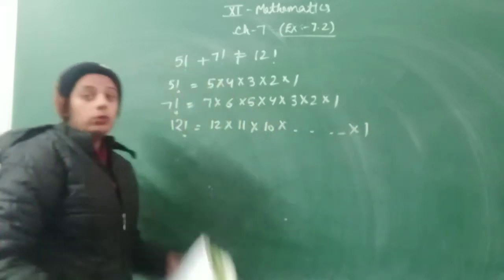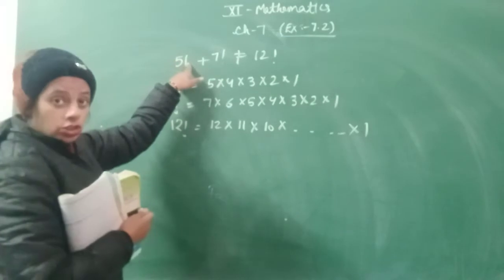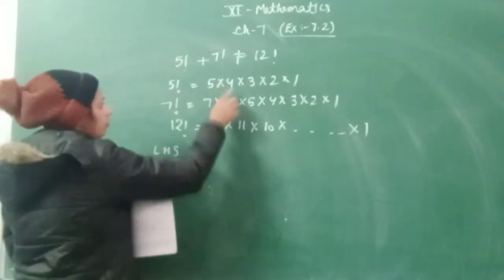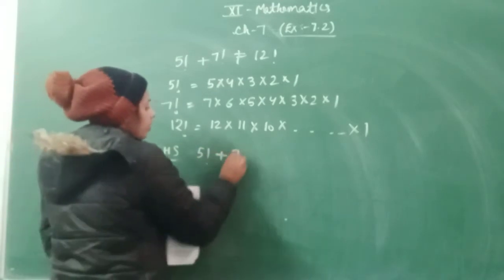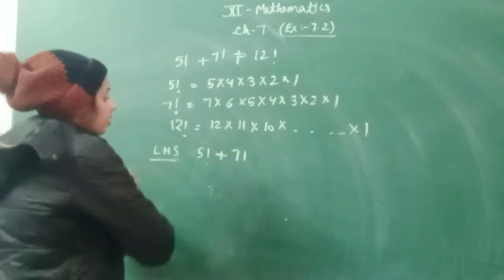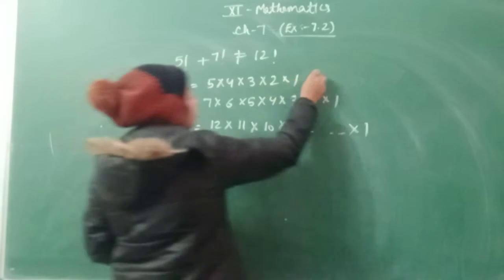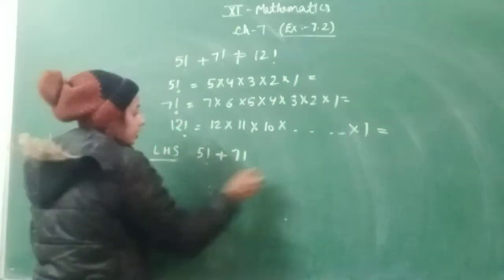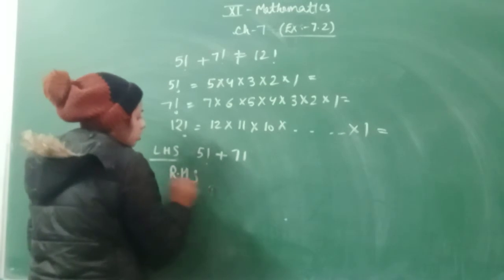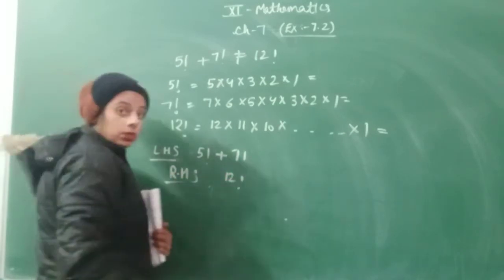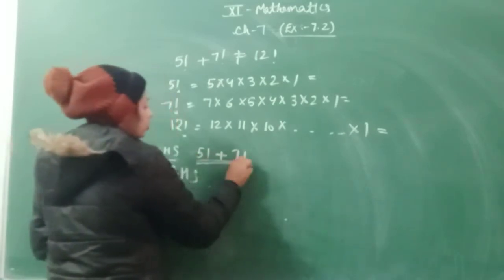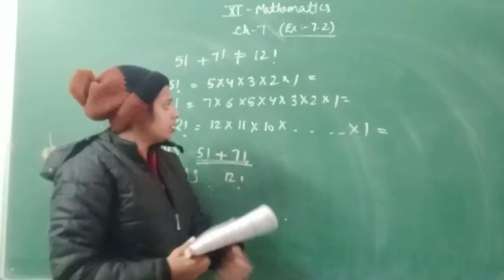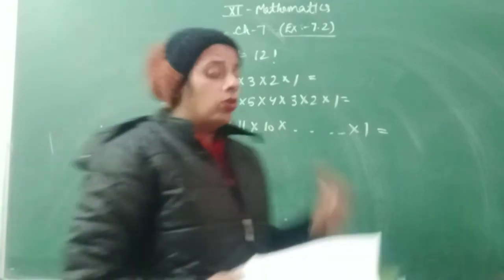Okay, and put all these values in the question and get your left hand side. In the left hand side you have to add 5 factorial and 7 factorial. The values are already given above. You just multiply these terms and put them here. Okay, and get your left hand side. And on the right hand side there is 12 factorial. You will observe that the sum of these two factorials is not equal to this one. Okay, it's just a simple question. It's based only on calculation.